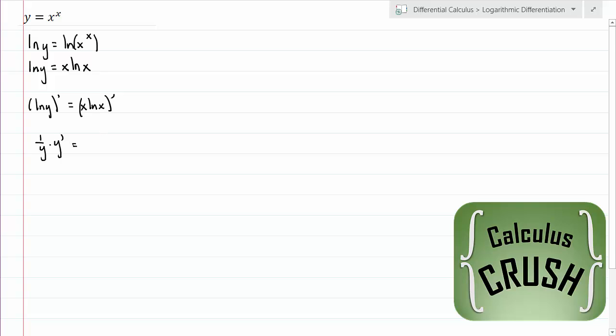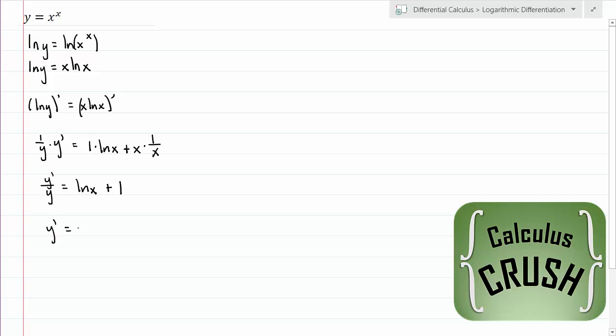Now we have to take the derivative of x times ln x. In order to do that, we need to use the product rule, which is the derivative of the first, 1, times the second, ln x, plus the first, x, times the derivative of the second. The derivative of ln x is 1 over x. So what we have on the left then is y prime divided by y equals ln x plus x over x, and x over x is just 1.